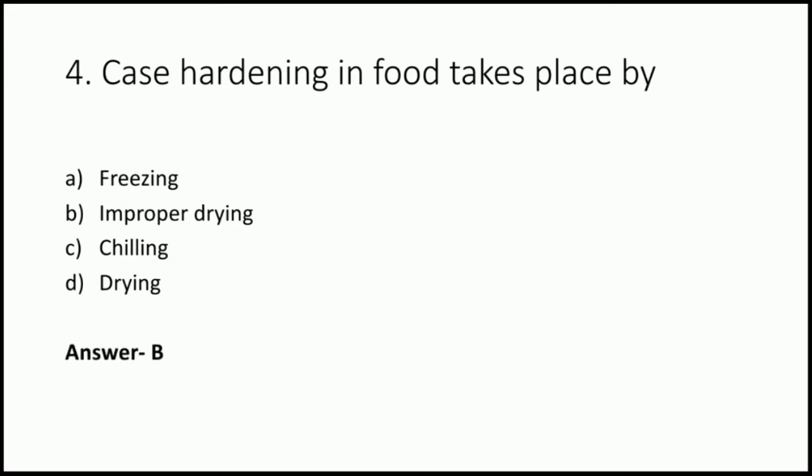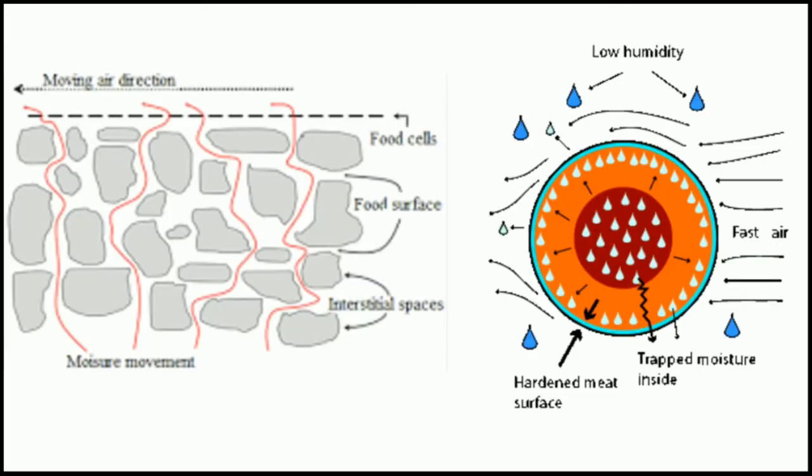Now, how does improper drying cause case hardening in food? Case hardening means hardening of the skin of the food, meaning the outer surface of the food becomes hard, and this happens during uneven drying. For example, when we are drying the food, during the drying process, the hot air will remove the moisture from the surface, and thus the moisture from the inner part, from the core, will move up to the surface, and then the water will be removed. So this is how the drying takes place in food.